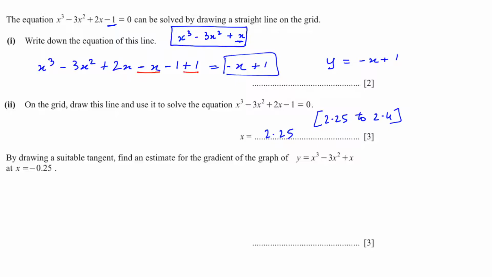Next question. By drawing a suitable tangent, find an estimate for the gradient of the graph of y = x³ - 3x² + x at x = -0.25.